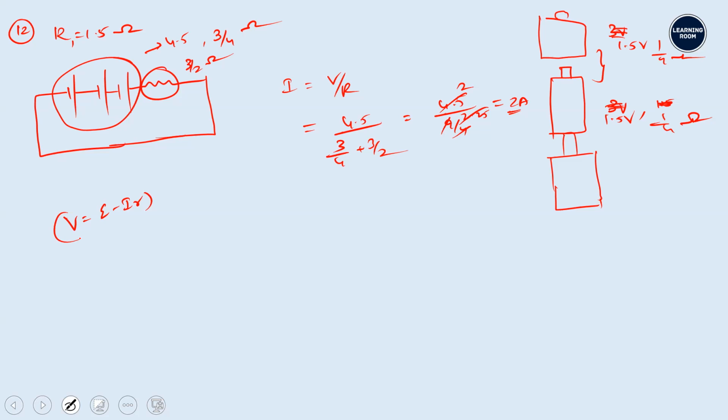So they asked only across the lamp. Okay, only across the lamp now V is equal to IR. So 2 into R is 3 by 2. So 3 volt should be the answer. Is there an option? Got stuck. Here, shall I proceed? Okay.